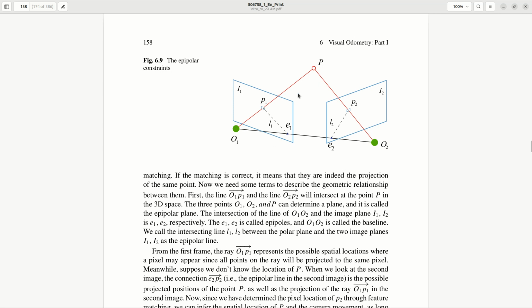So the first most important observation is that the point O1, point P, and point O2 are on the same plane, right? So using basic geometry, we are able to calculate the plane normal of this O1 P O2 plane, right? And one of the very important properties of the plane normal is that if you cross product the plane normal with any vector inside this plane, the cross product is going to give you 0, right?